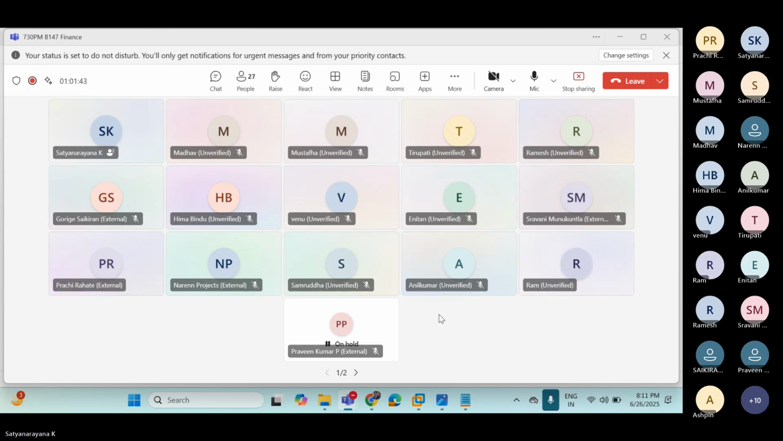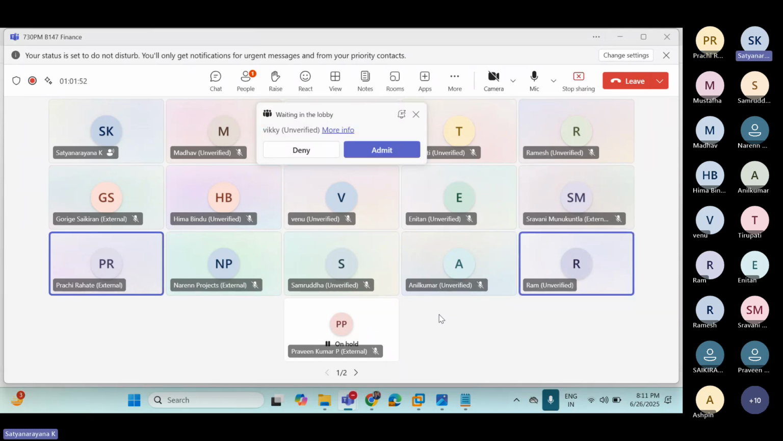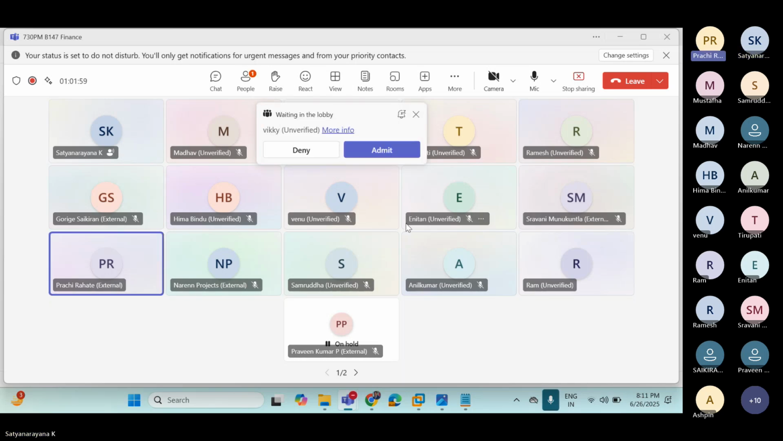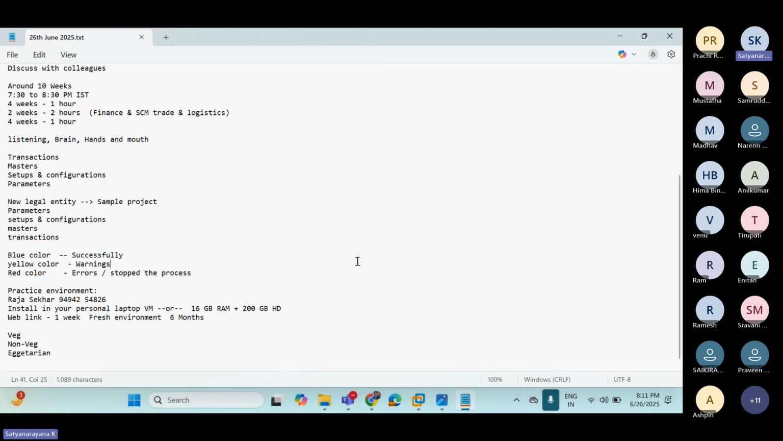Anything else? Is there any validation after the course completion, like any assessment or anything? Validation means, what exactly is your intention? Like any exam or certification. Okay, fine. For certification, let me show you.